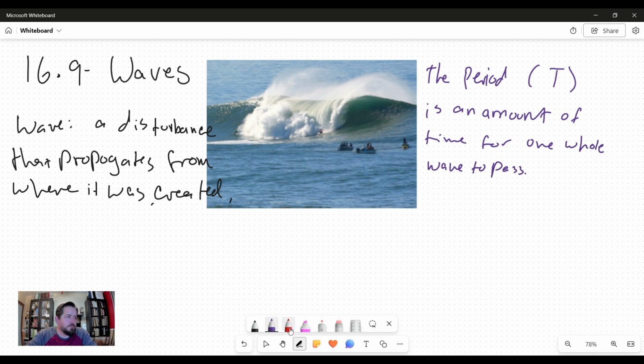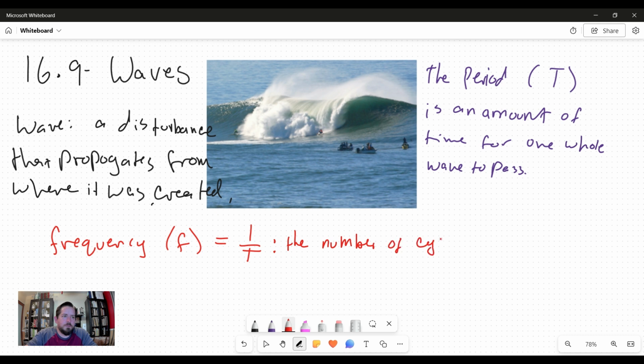And then we also have something called the frequency, and that's given by an f. The frequency of a wave is the same thing as just 1 over T. It's the inverse of the period, but that's the number of cycles that pass by in a given amount of time. So number of cycles per unit time.